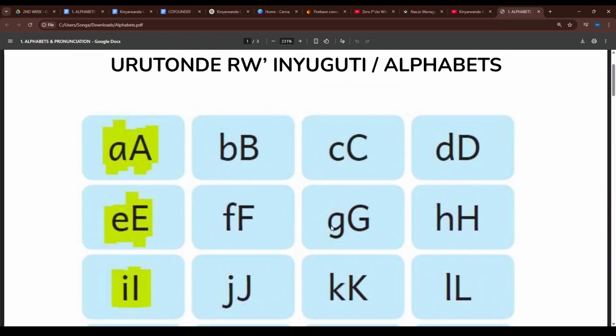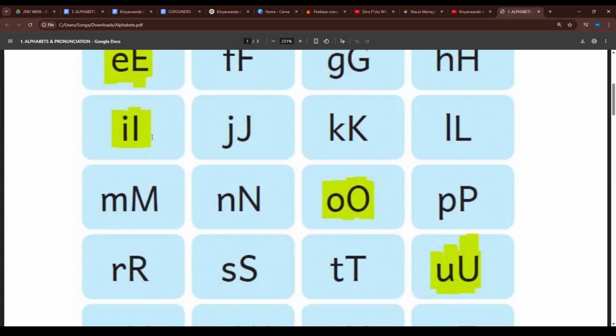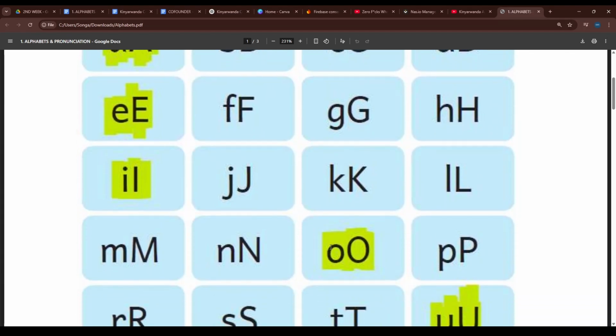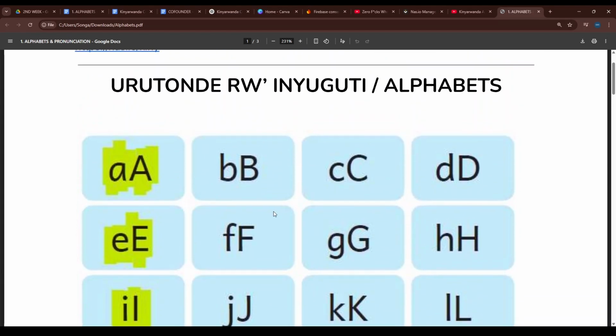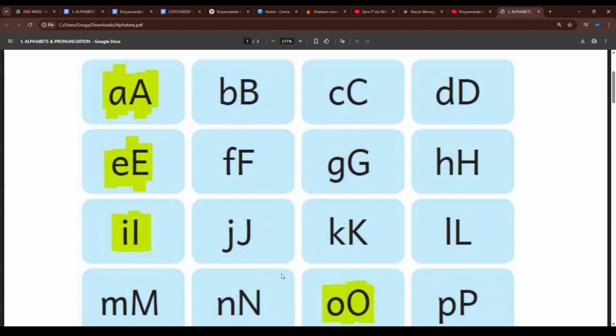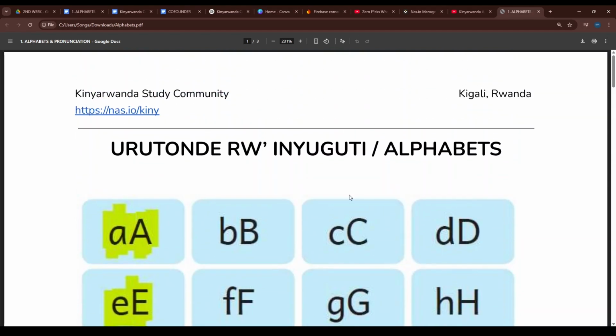So on this diagram here, I tried to highlight the vowels A, E, I, O, U. That's English, that's how you pronounce it in English. But in Kinyarwanda, we say A, E, O, U. That's how we say it in Kinyarwanda. But we are going to look at that right now.